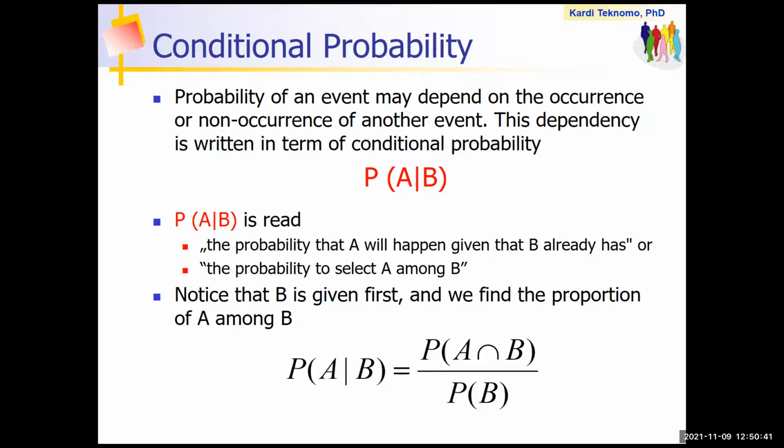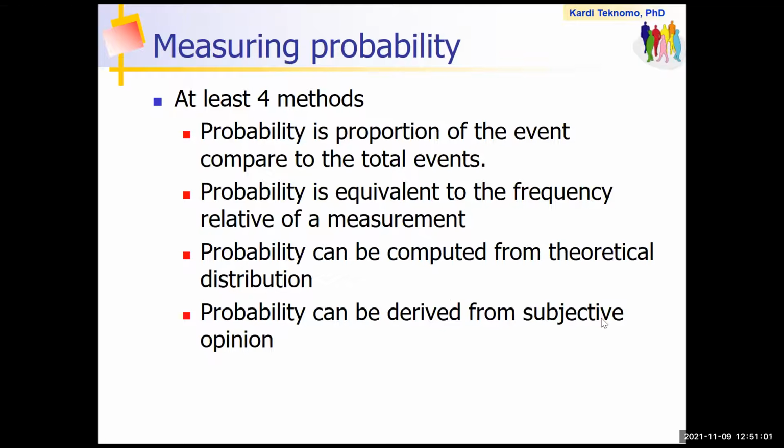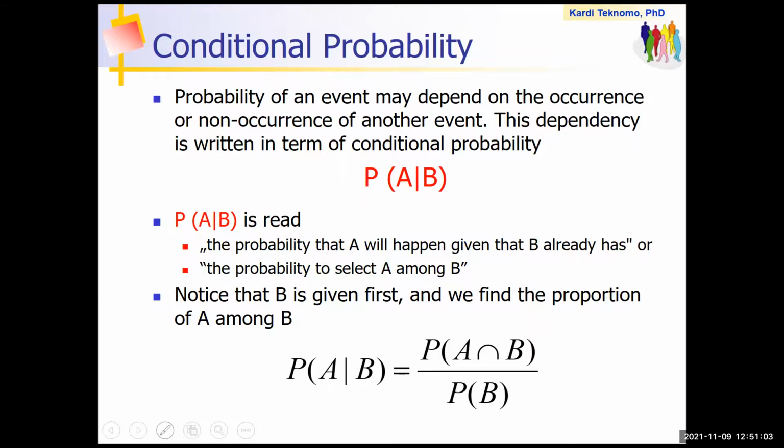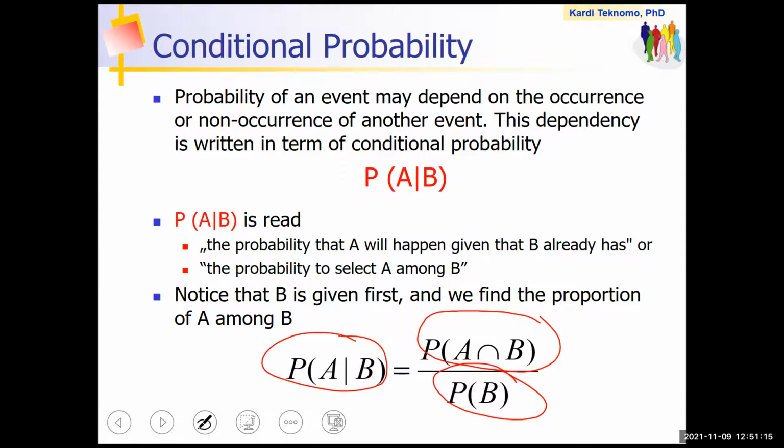By definition, conditional probability is the joint probability divided by the given probability. So P(A intersect B) divided by the probability of B. This part is called the joint probability, this is called the marginal or prior probability, and this is called the conditional probability.